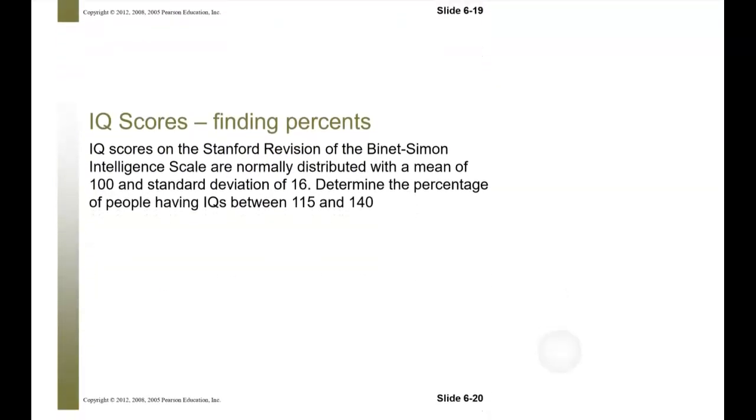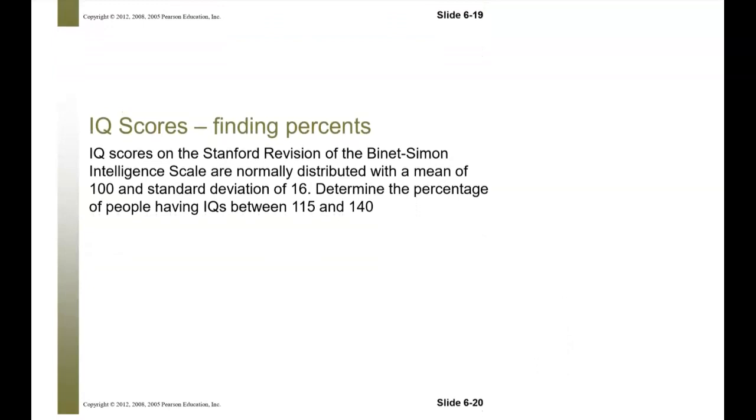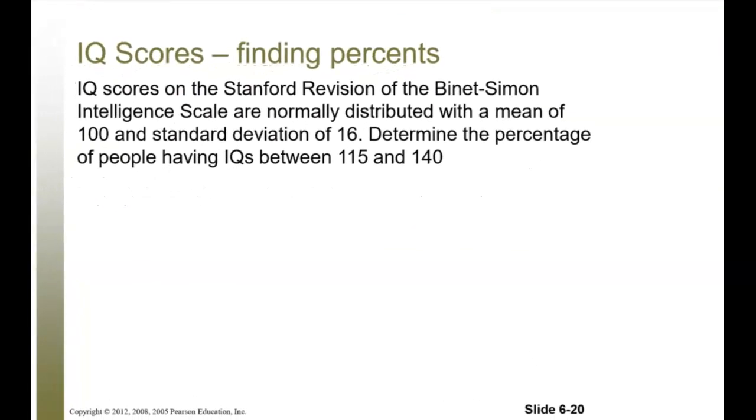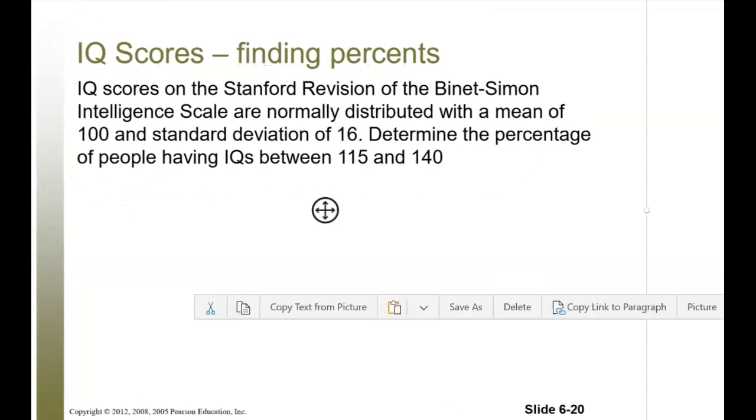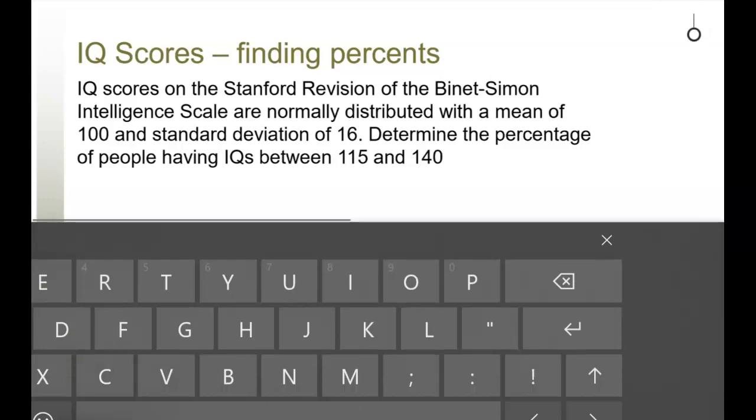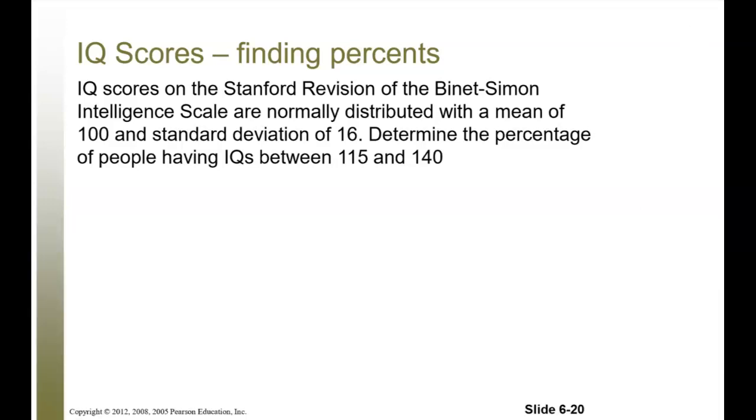So now let's take a look at a problem. We're going to do a very simple problem that deals with IQ test scores. The Stanford Revision of the Binet-Simon Intelligence Scales are normally distributed. It has a mean of 100 and a standard deviation of 16. So again, we're always drawing pictures, right? What does that mean? It's normally distributed at 100, and it has a standard deviation of 16. So what does that mean exactly?